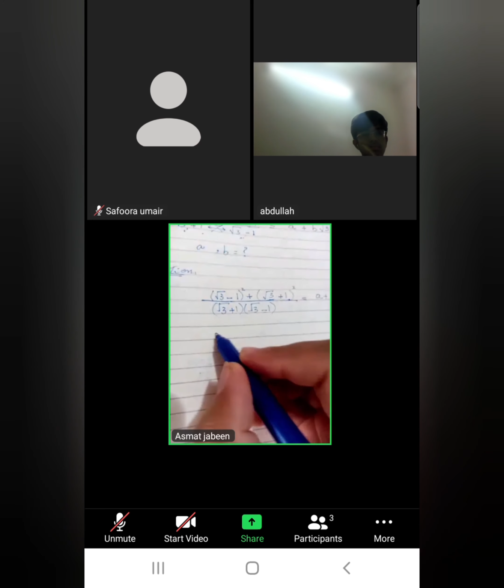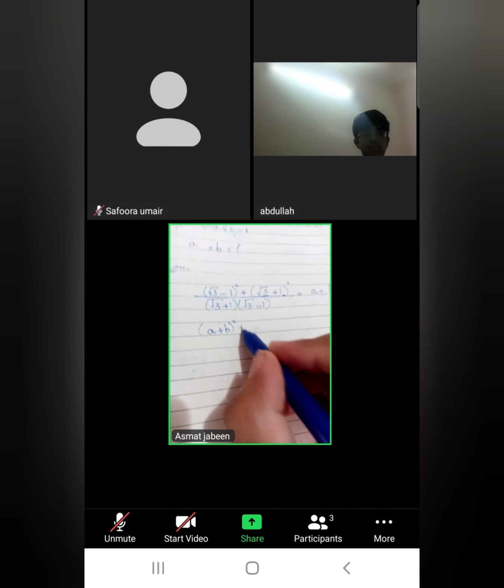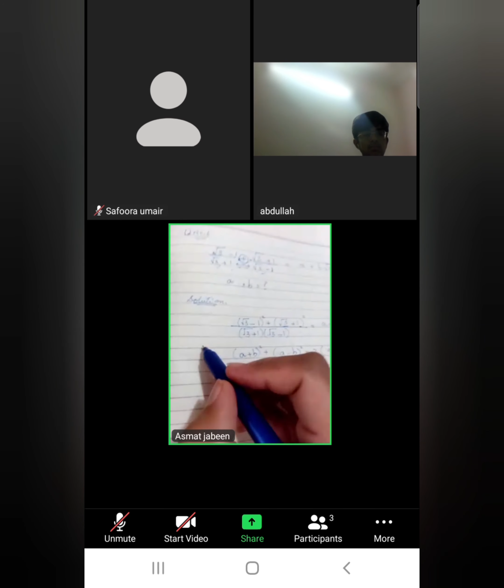Now for the numerator, what formula will be used? Again a minus b whole square plus a plus b whole square. Guess the formula yourself. You should learn to use the formula yourself, especially by guessing. If you guess, putting in becomes easy. Now it is a plus b whole square plus a minus b whole square. We are having this formula, a plus b whole square plus a minus b whole square is equals to 2 times a square plus b square. This formula we will use for the numerator.